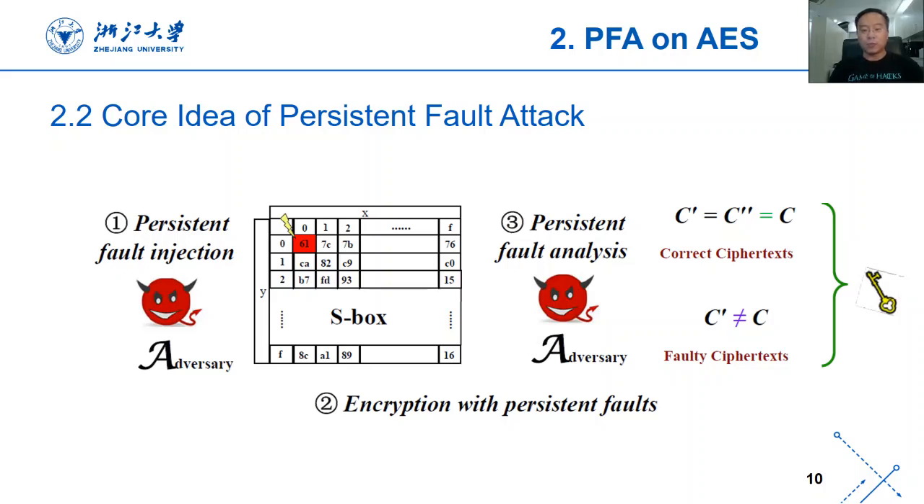The interesting part of PFA is that the fault is persistent in the S-box. However, the faulty element of the S-box, for example, 61 marked in red in this figure, may not be accessed. Some ciphertexts are correct and some are incorrect.